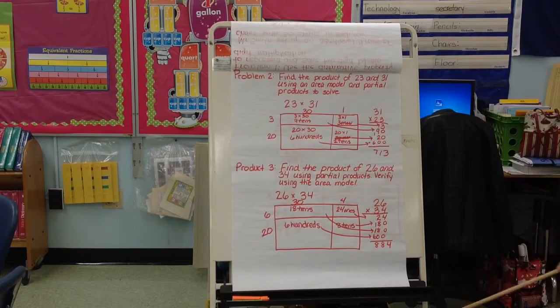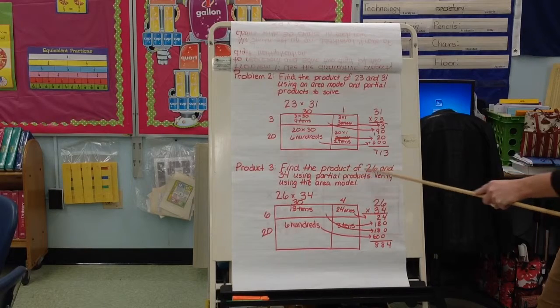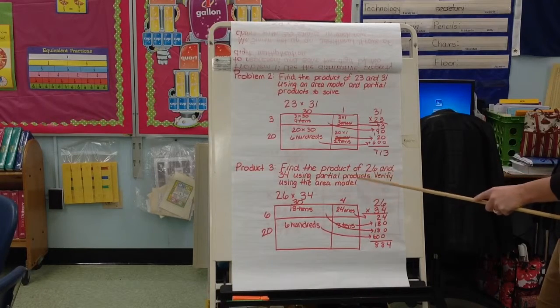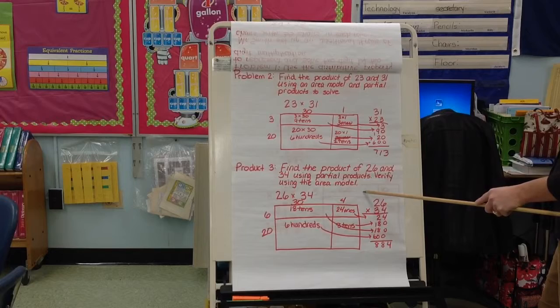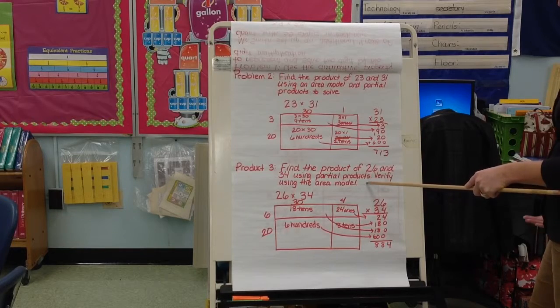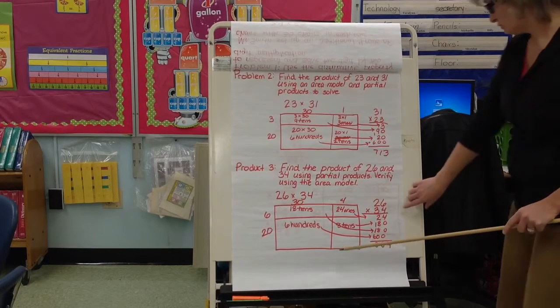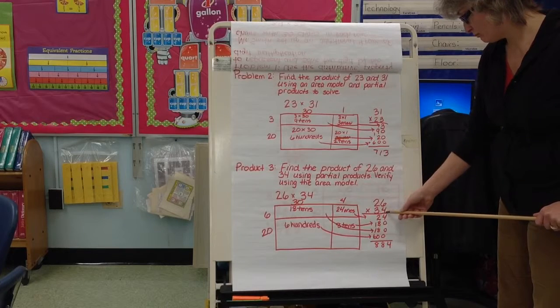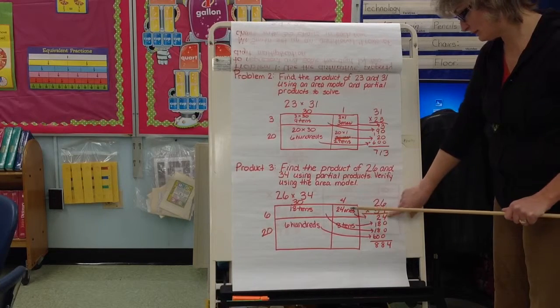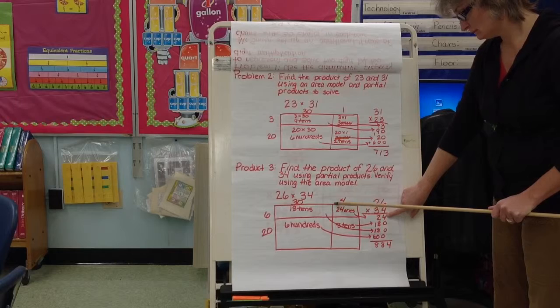Another example. Find the product of 26 and 34 using partial products. We're going to verify, meaning that's a way to help us check using the area model. So we're going to start in the ones. 4 ones times 6 ones, that's 24 ones, that's right here.